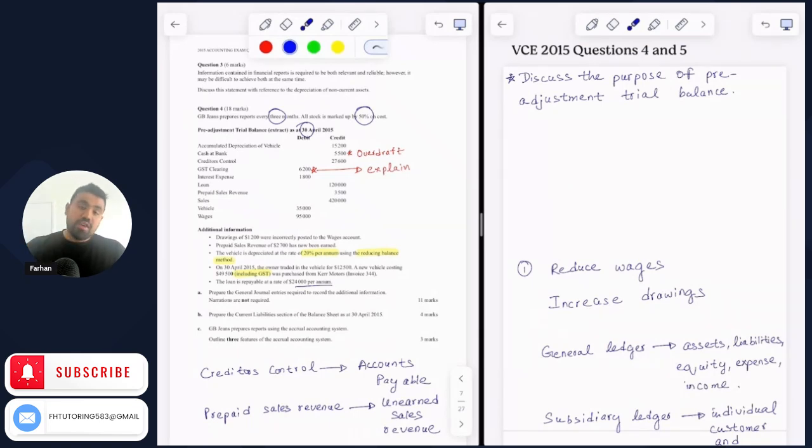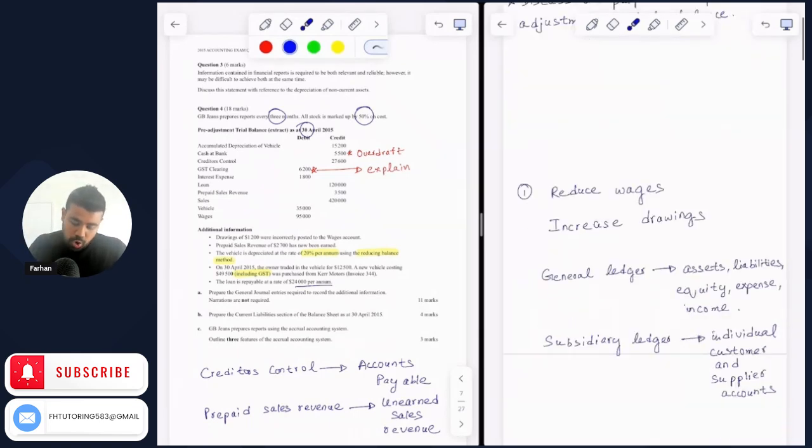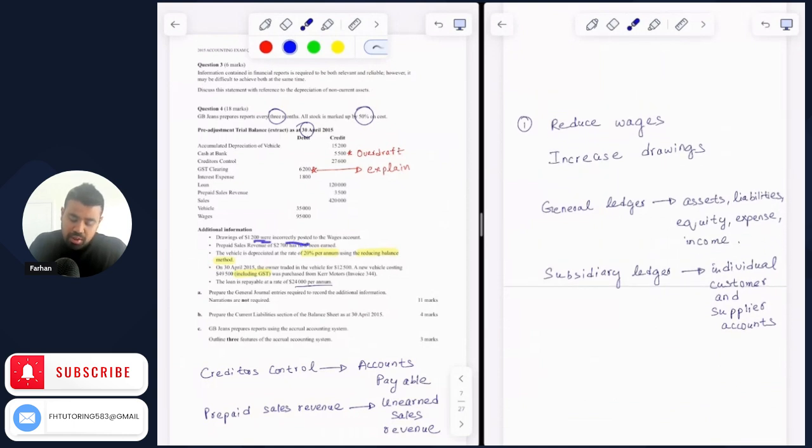So let's look into the first additional information now. Drawings of $1,200 were incorrectly posted to the wages account. Now, if we want to fix this, we have to reduce wages because we had overstated wages when we recorded this earlier. So now that we are fixing this, we have to reduce wages. Now, wages is an expense account by default, and all expenses, when they increase, we debit them. Therefore, since wages, which is an expense, is now being reduced, we have to credit it, which is the opposite of debit.